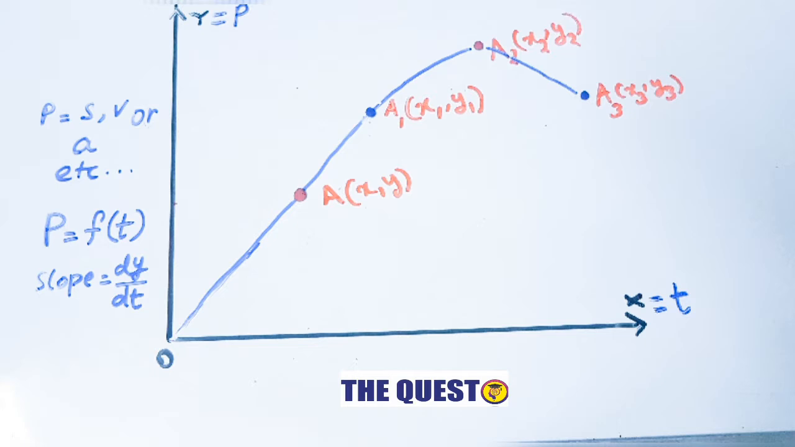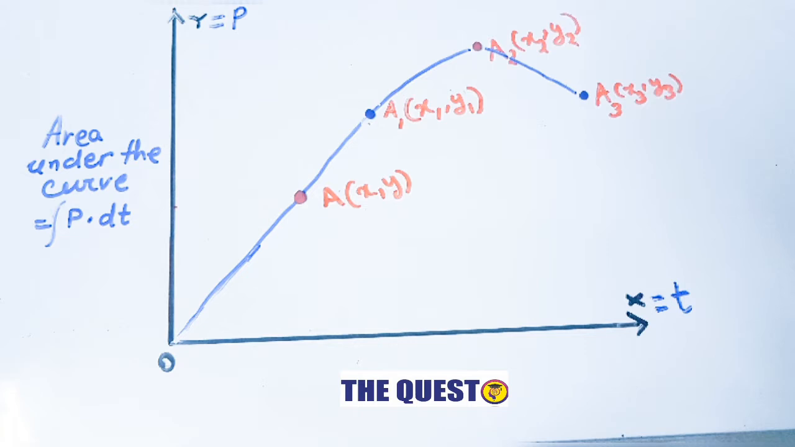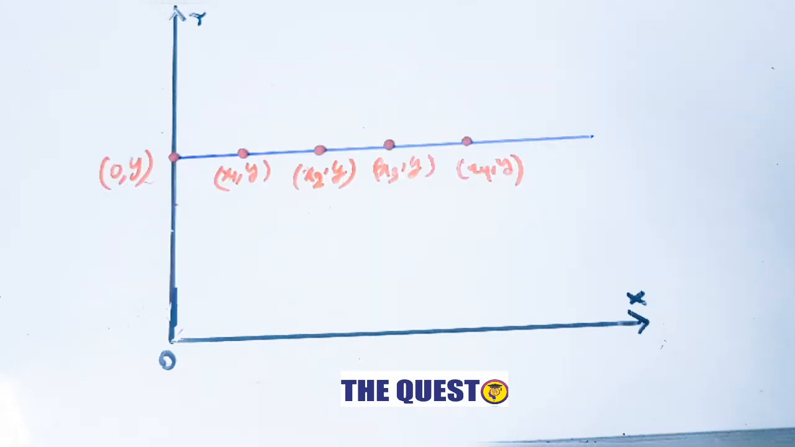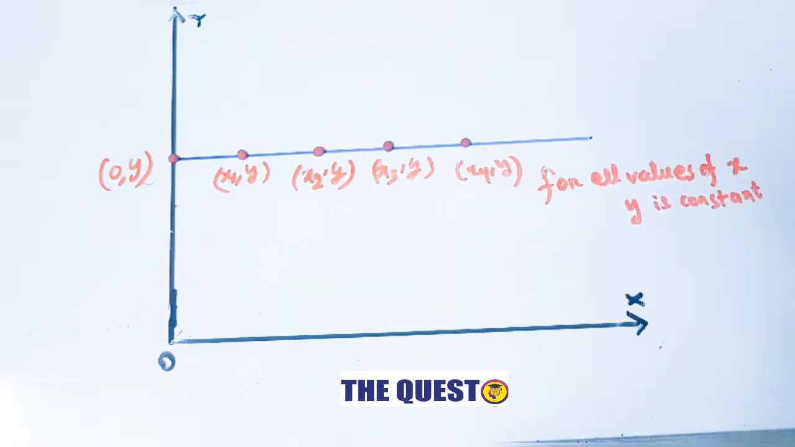And also the area under the curve gives a physical quantity with a dimension equal to the product of the variables along x and y axis, that is the product of p and t or integral of p over t. Let us now study all the curves in 1D one by one. To start with, let us take that the graph is a straight line and parallel to the x-axis. Here we already know that along x-axis the value of y is equal to 0 and along y-axis the value of x is equal to 0.